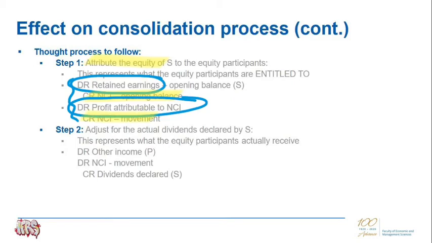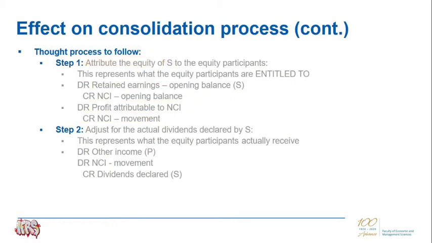In step 2, this is now where we look at the actual dividend declared. It's different from step 1. This is now where the dividend was declared, where we had an elimination of the income against the income recognized by the parent to reduce the income of the group as it's intra-group, eliminate the full dividend declared by the subsidiary, and we end up with this debit movement to NCI, which is now representative of what they got back as equity participants.